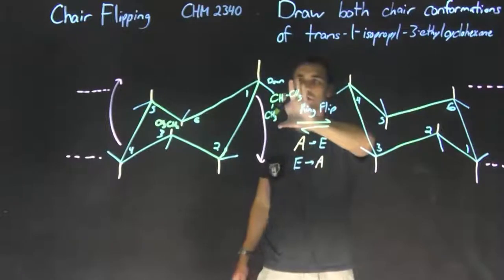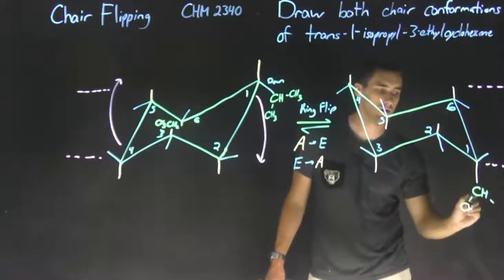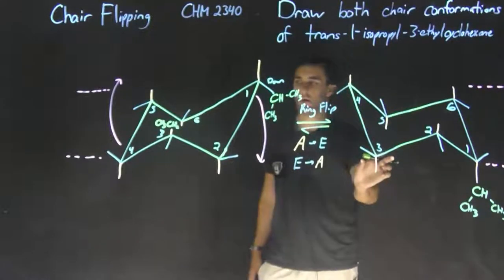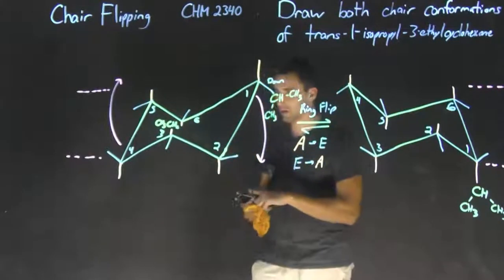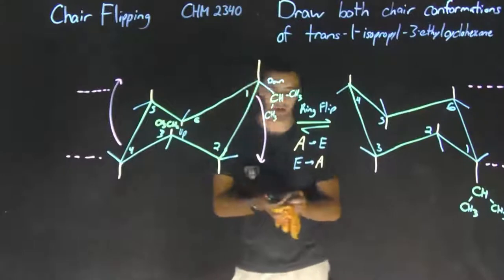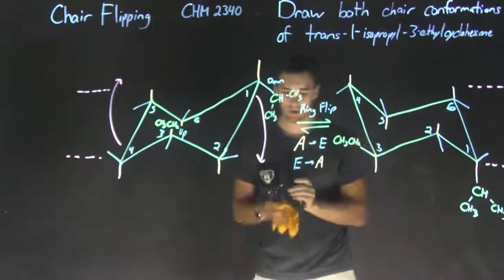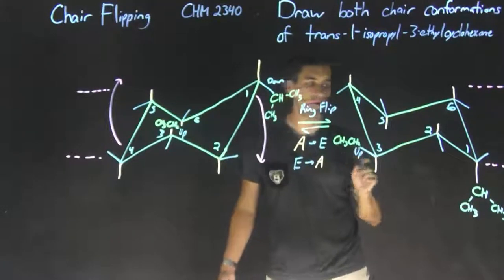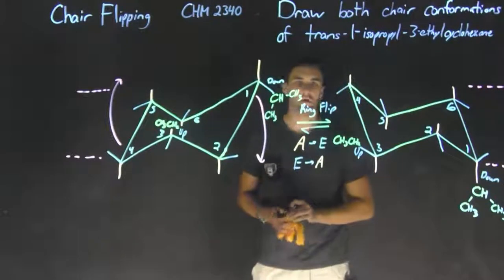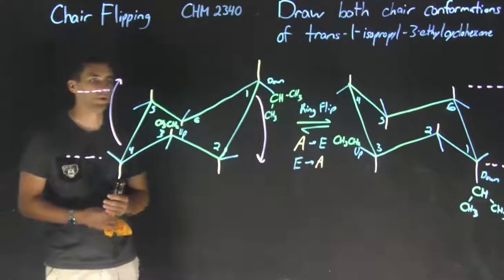For our groups, we had an isopropyl group on an equatorial. So now it will be on an axial. On carbon 3, we had this up on an axial. So now we will have this up on an equatorial. So you can see that the ethyl group is still up and the isopropyl group is still down. That is the two chair conformations for this molecule.